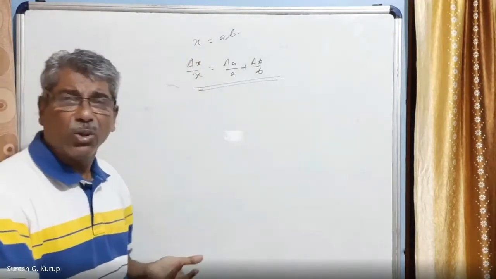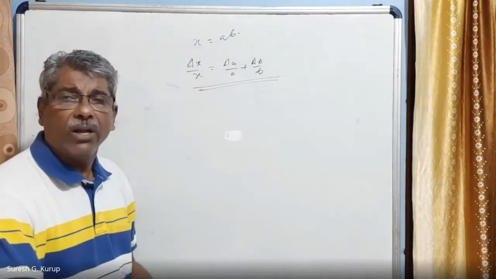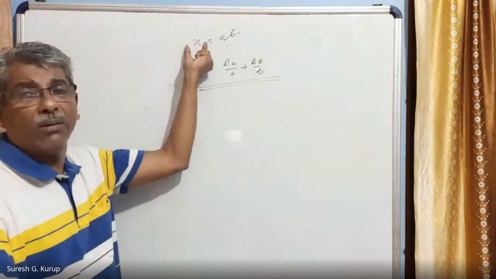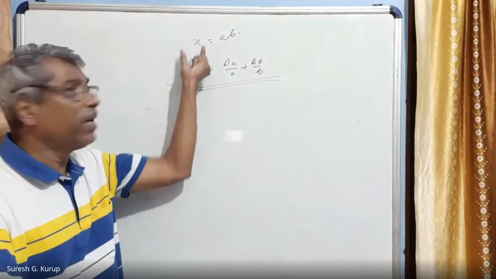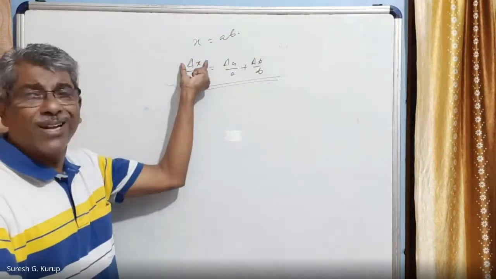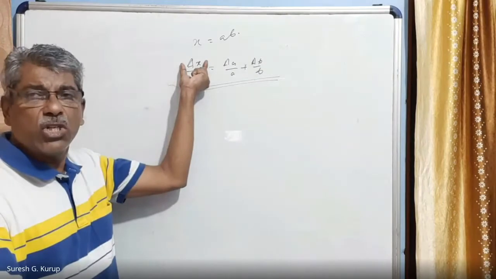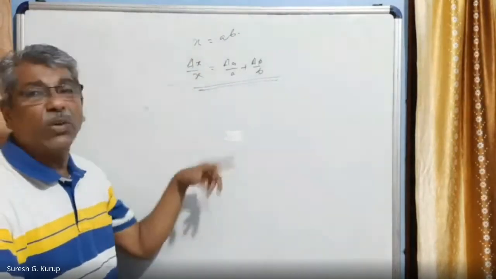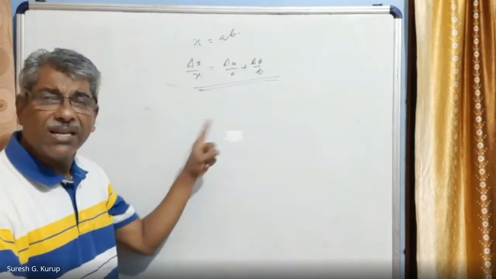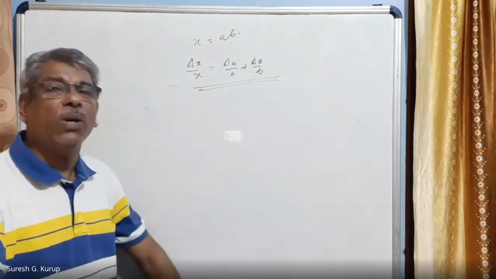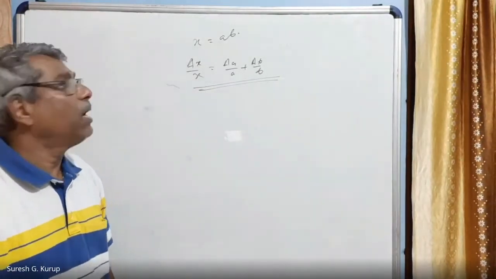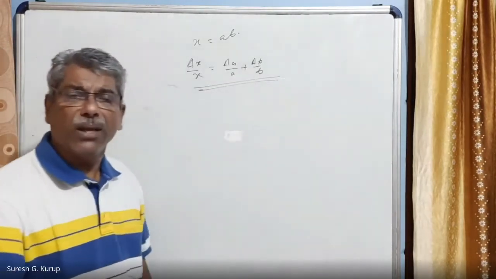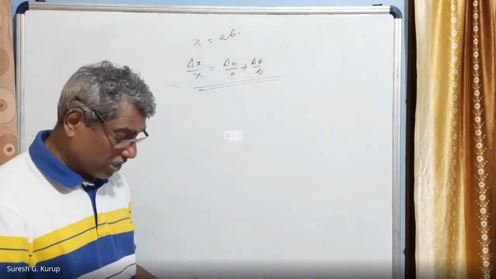Relative error is the absolute error divided by the real value. What is the real value? The real product value is X only. The absolute error is delta X. The ratio of delta X to the real product value is what is called the relative error in the product. That is equal to the sum of the individual relative errors in the quantities involved in the product. Am I correct? This is the case.